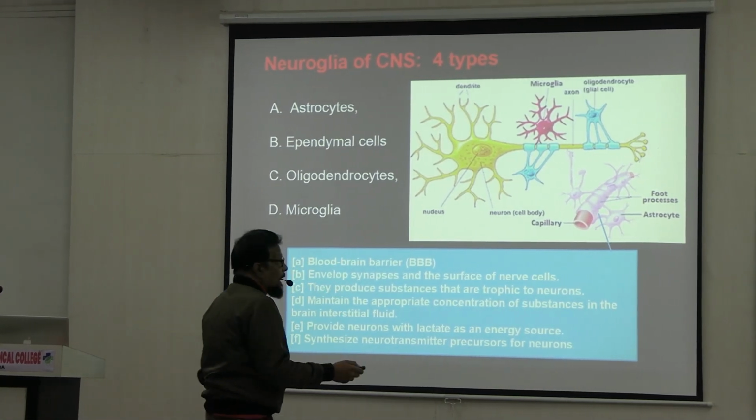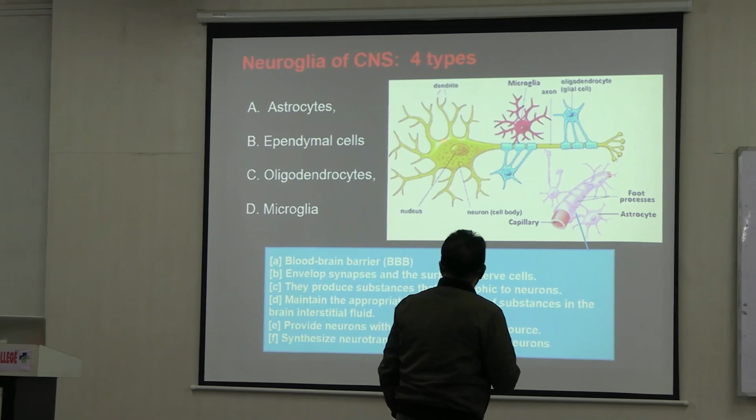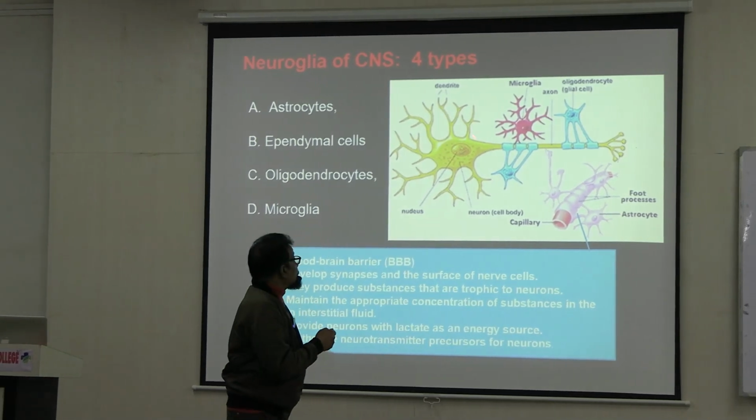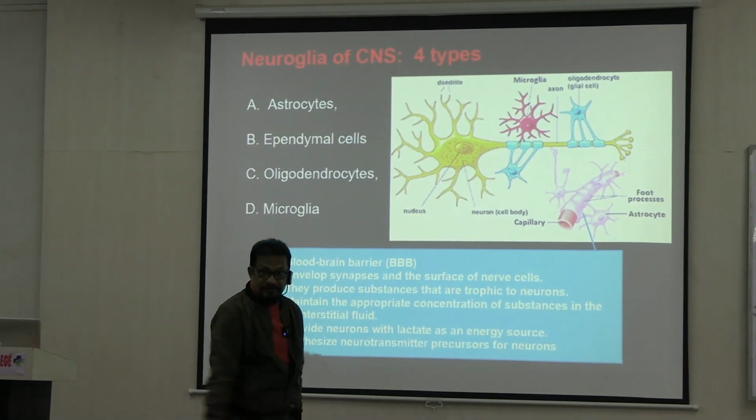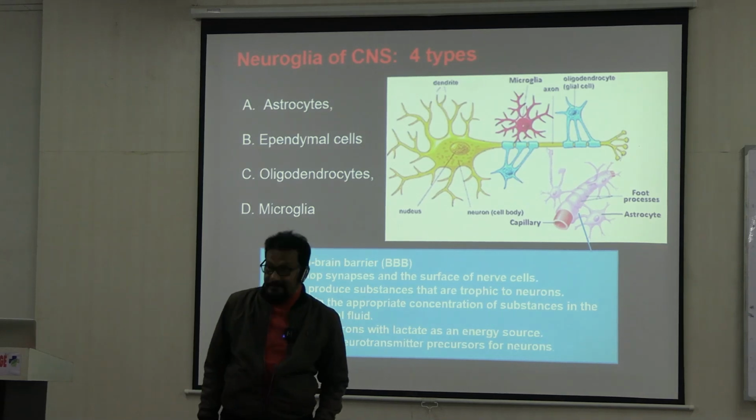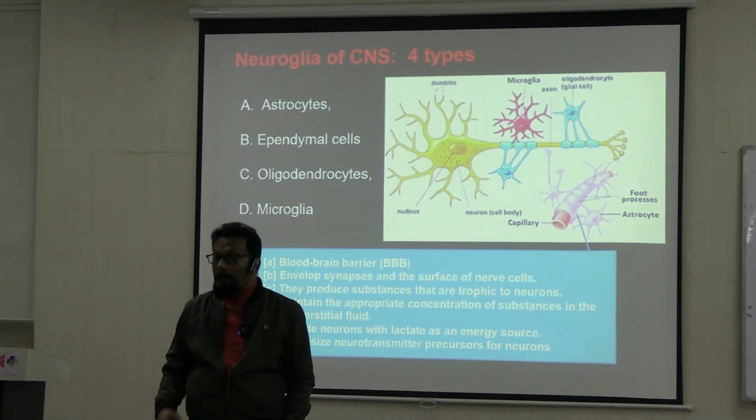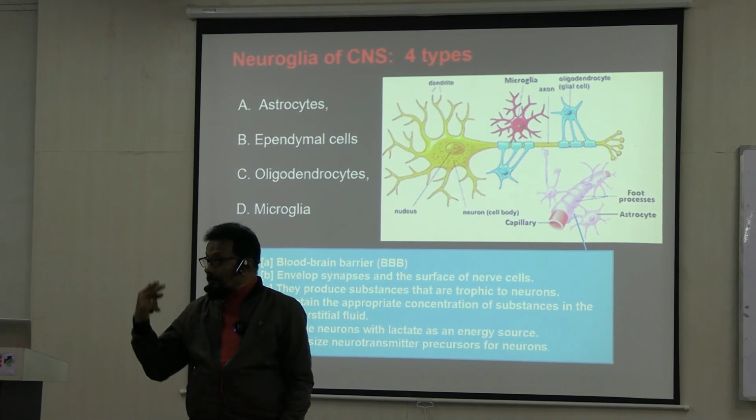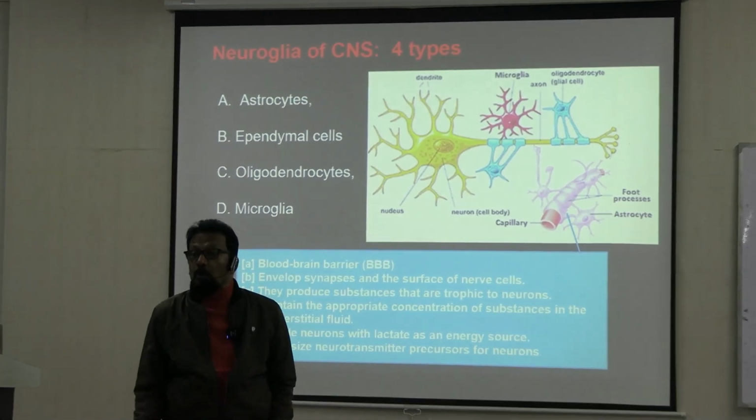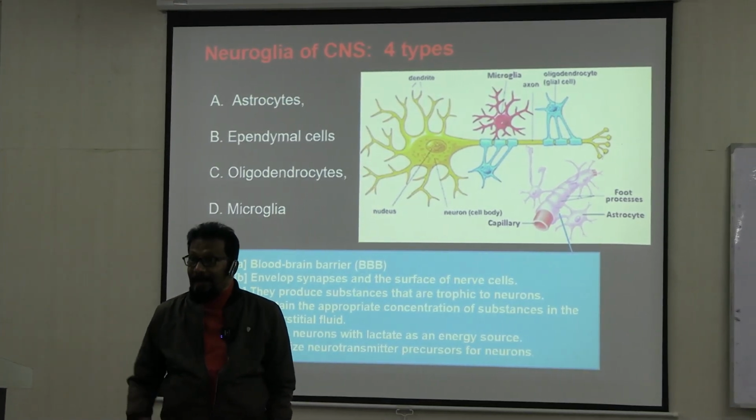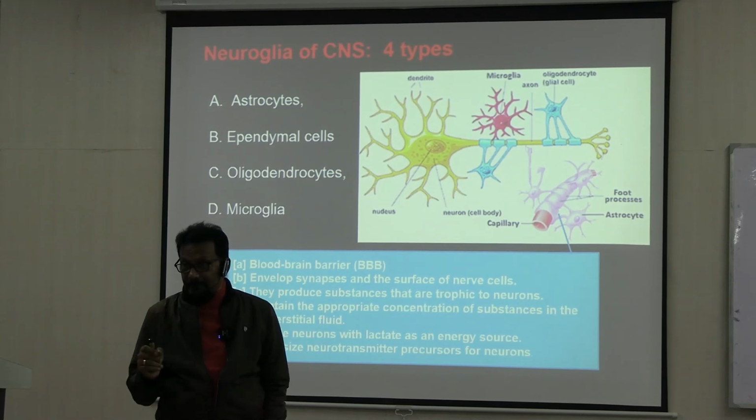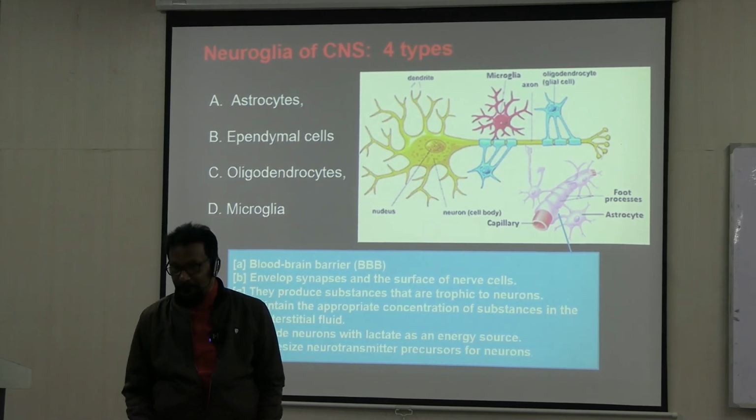We know these neurons produce neurosecretions, neurotransmitters like acetylcholine, GABA, adrenaline, noradrenaline, glycine. Glycine is an amino acid, it is also a neurotransmitter.